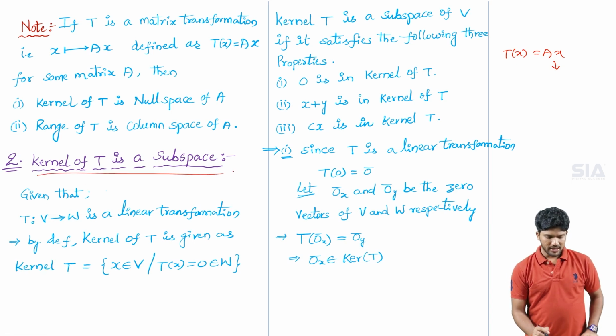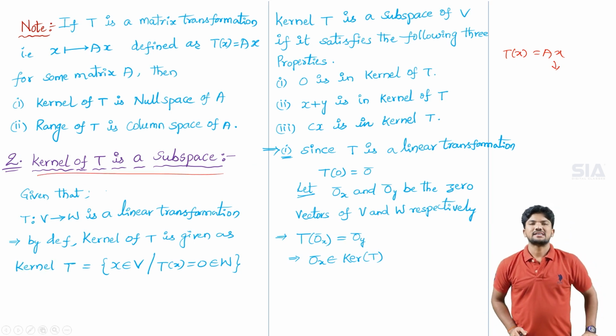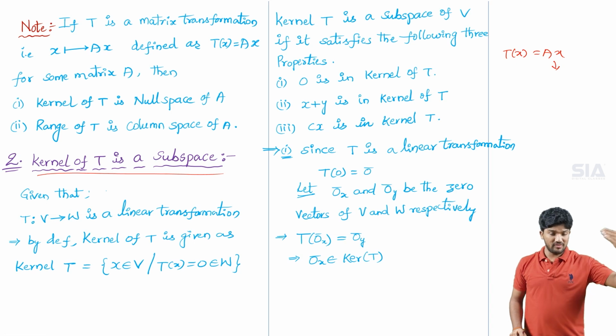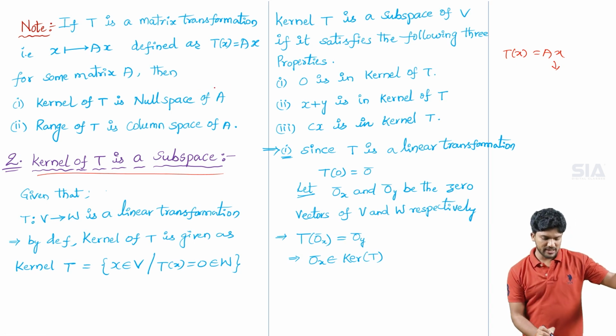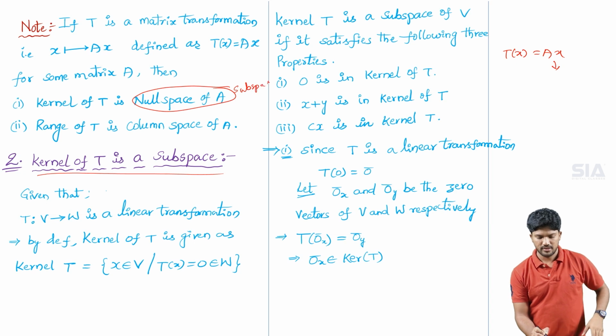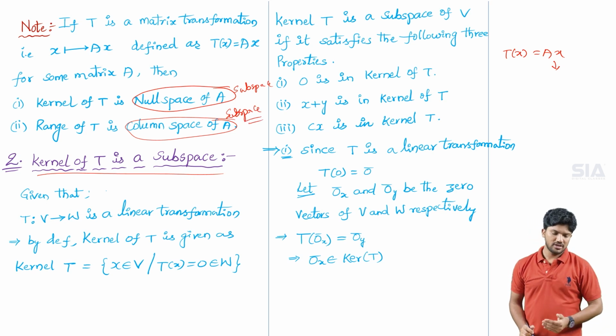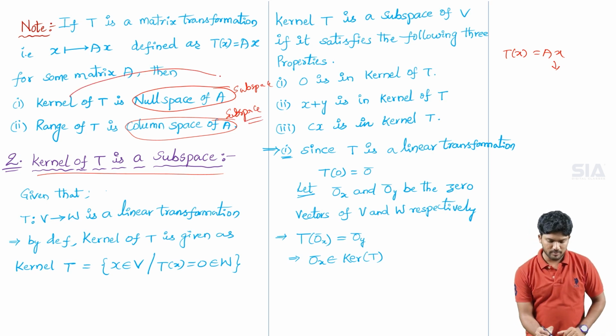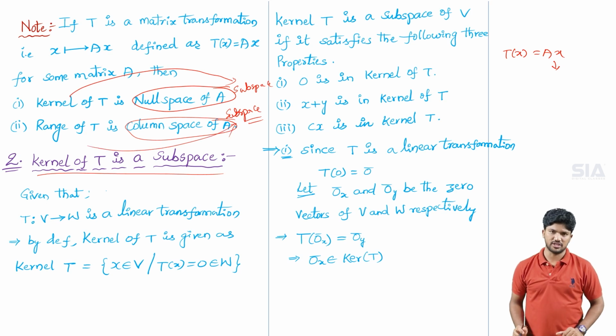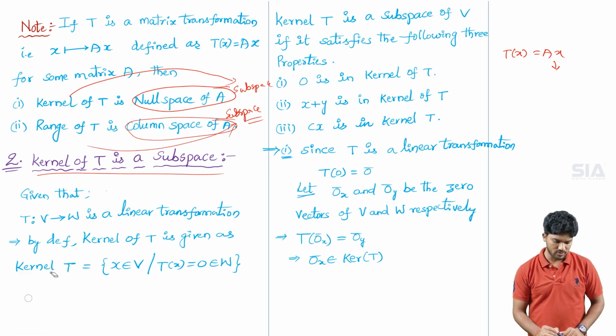Second problem: kernel of capital T is a subspace. In the previous lecture we proved that the null space of A is a subspace, and at the same time the column space of A is also a subspace. Now we have to prove that the kernel is a subspace, and the range is also a subspace. So, this is question number 2.